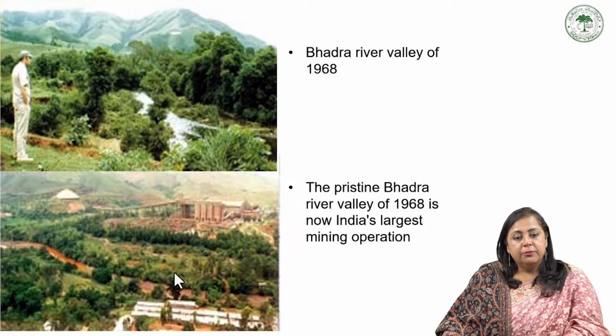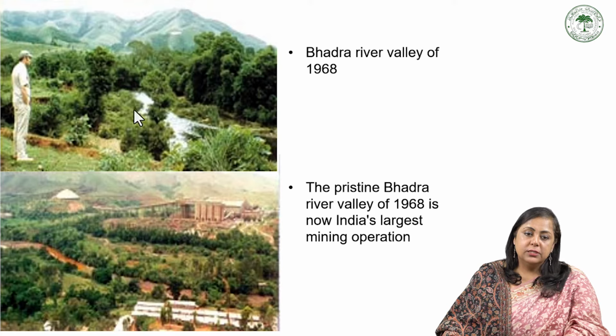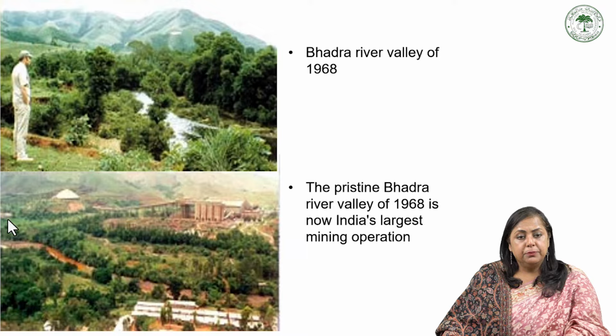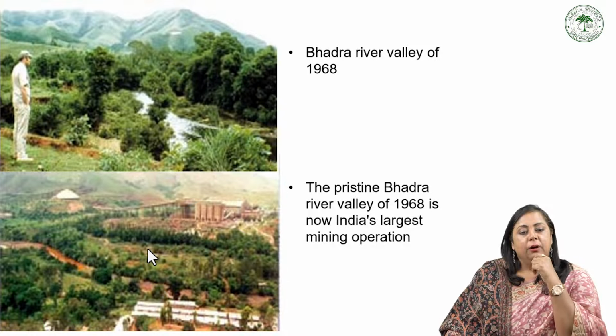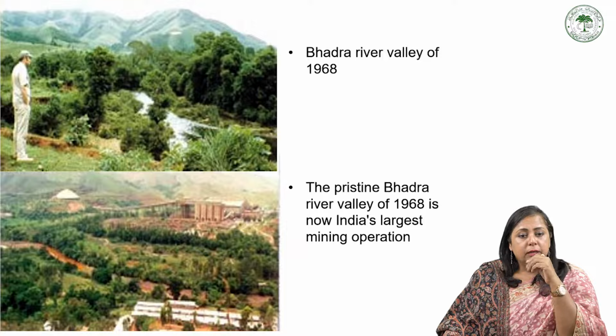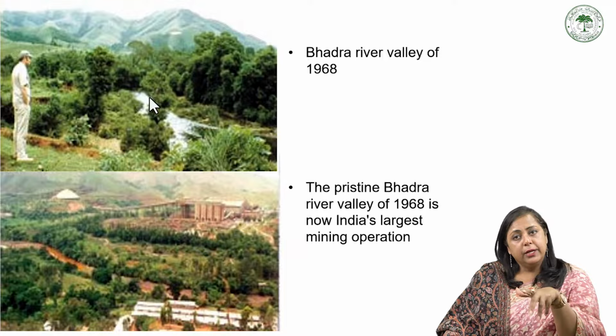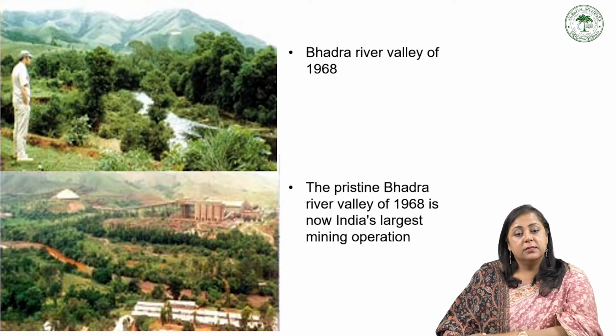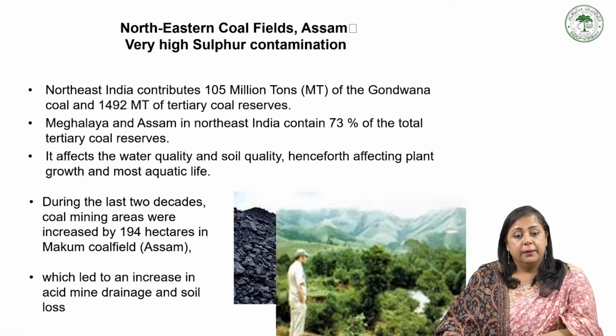These two pictures are again taken from different news agencies and newspapers. This is the picture of Bhadra River Valley in 1968 before the mining, and this is the picture taken from one of the news reports. The pristine Bhadra River Valley of 1968 is now India's largest mining operation. So this was converted into a big mining operation. This was the past before 1968, and this is after 1968 when the mining started in that area.